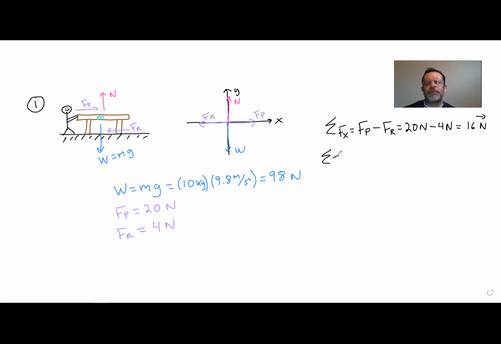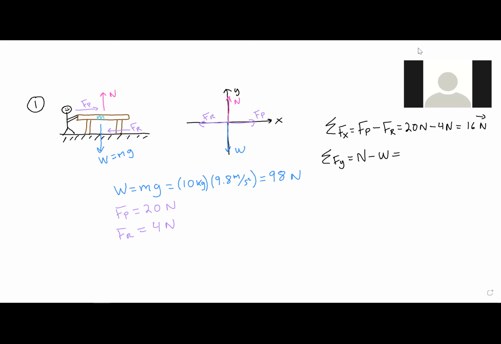Now, what would the sum of forces in Y be? Well, we're going to have the normal and we're going to have the weight. What would that be equal to? Okay, so we've got the sum of the forces in Y, and we've got the normal minus the weight. But what's that going to be equal to? Can anybody tell me? We know the weight. We don't know the normal, but I'm going to ask the following question.